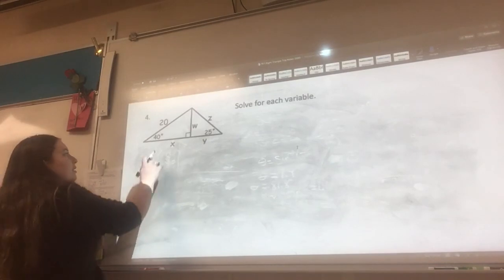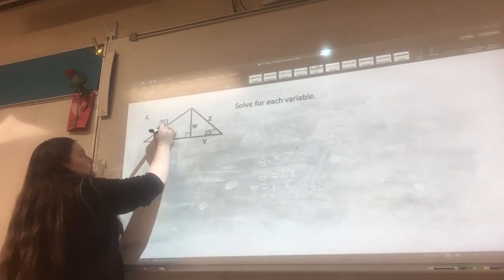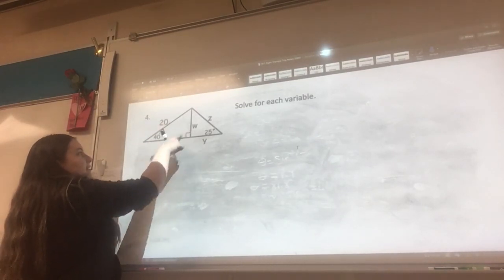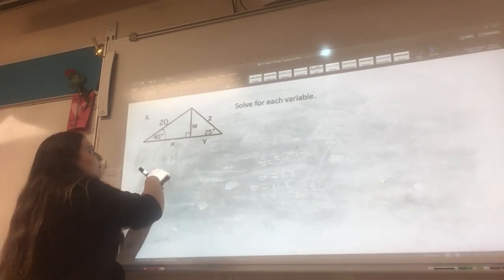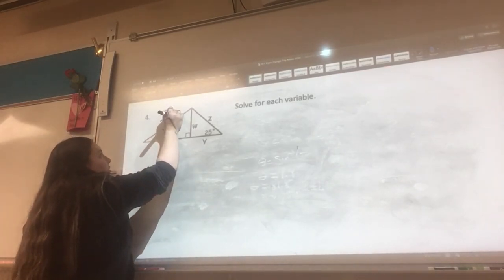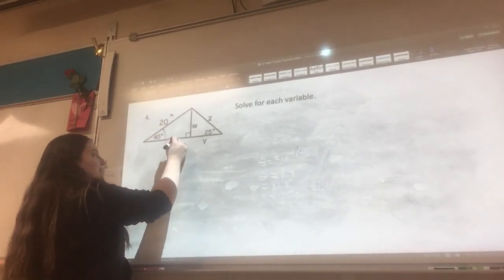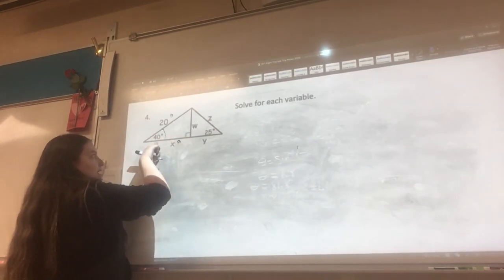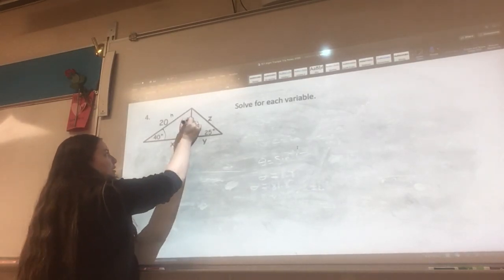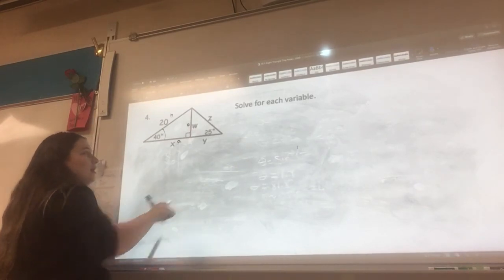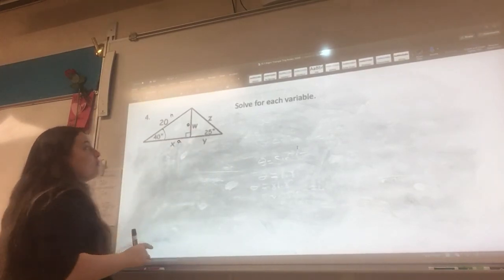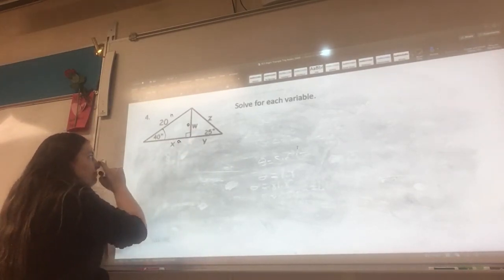So I'm going to look at 40, because this is what's been given to us, and notice that x and w could be used, with 20 being our hypotenuse. X is our adjacent, because it's right next to here, and w is our opposite of this. Obviously, it's going to work for 25 as well, but we'll start with these.